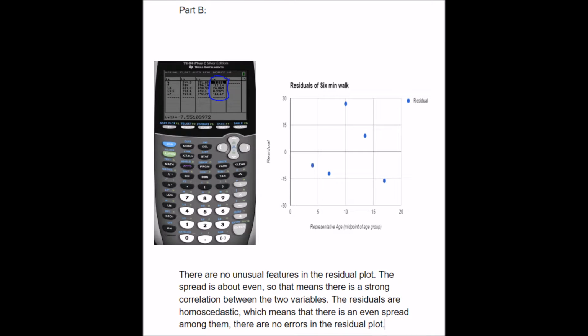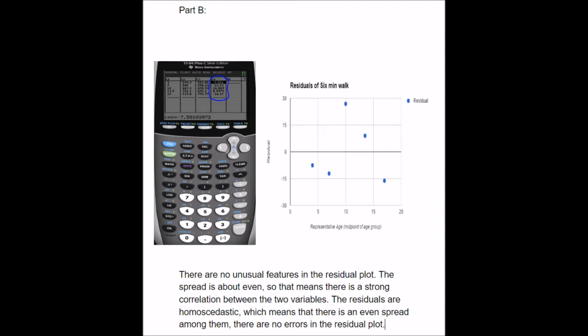Okay, next we have part B, which is asking you to find the residuals and plot them. So to find the residuals, you go to L4 and you hit enter, and then you press the residual button on the calculator and it'll calculate them for you. So we get the residuals and then we can plot them on a graph with the representative age of each group at the bottom of the graph and the residuals on the y-axis with the zero line in the middle.